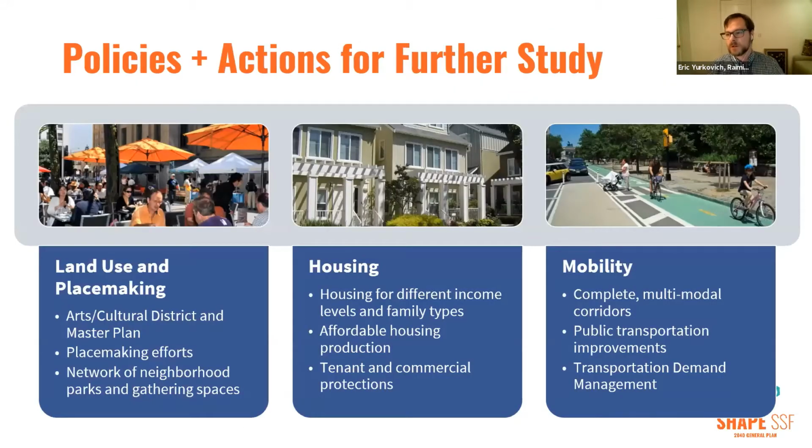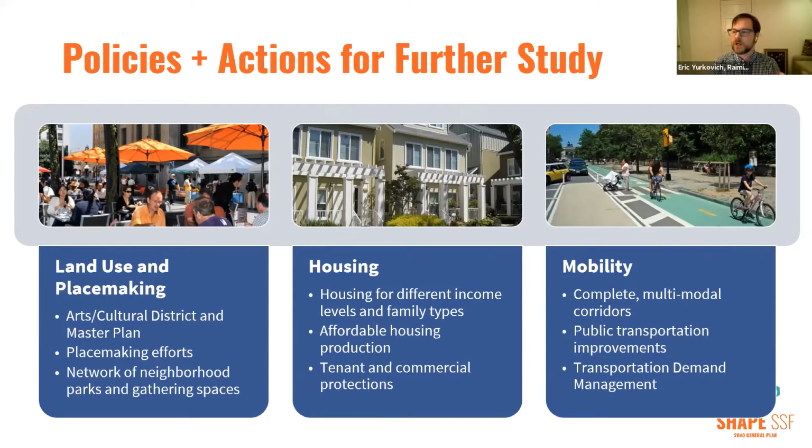And as I mentioned earlier, we heard a lot of really terrific ideas about policy and implementation actions for future study. We're not focused on all of that tonight, but we're going to have a lot of opportunity to talk about policy development as the general plan process moves into its next phase. So what we wanted to do was capture all of that, lift it up, and make sure that everyone recognizes that we heard all of it and that we're going to be bringing it into this next phase of policy development. So we organized all of that into these 7 categories. So land use and placemaking, housing, and mobility, you can see on this slide.